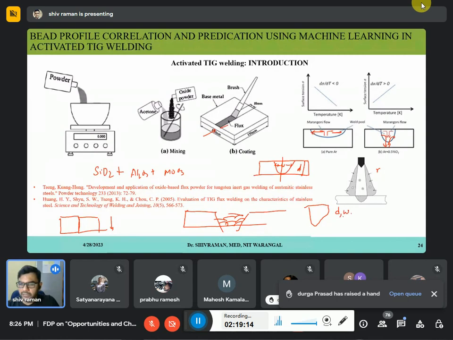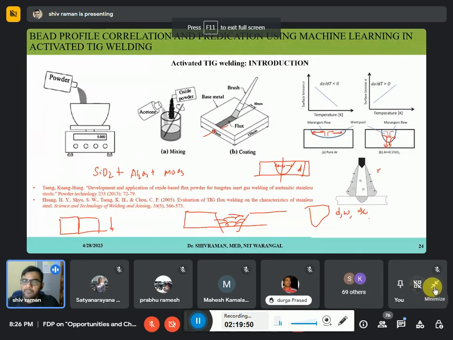So the bead profile prediction is very important, which includes depth of penetration, width, and D by W ratio. This D by W ratio, depth of penetration and width, is dependent upon voltage, material, current, travel speed, gas flow rate, electrode gap. These are the parameters related to welding. Apart from that, this D by W ratio or depth of penetration is also dependent upon the flux. What is the particular combination of flux? What different type of flux may lead to the development of full penetration? So keeping these input parameters in mind, we attempted to predict the bead profile, which is depth of penetration, width, and D by W ratio.